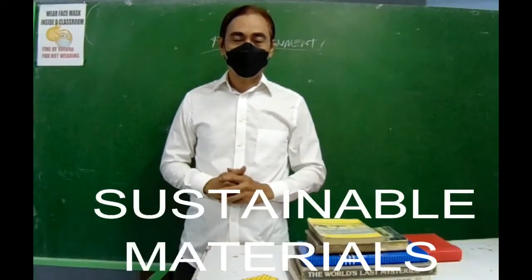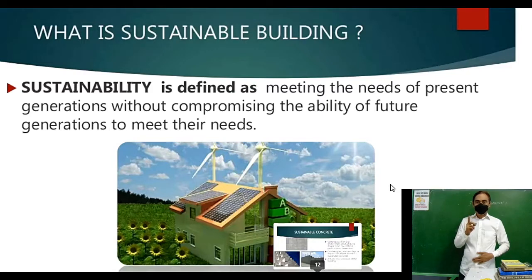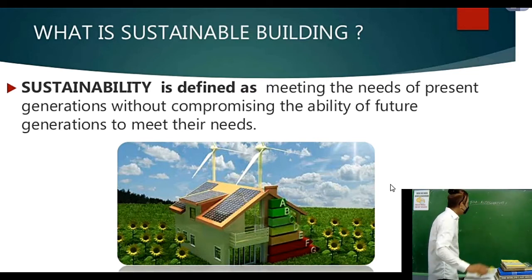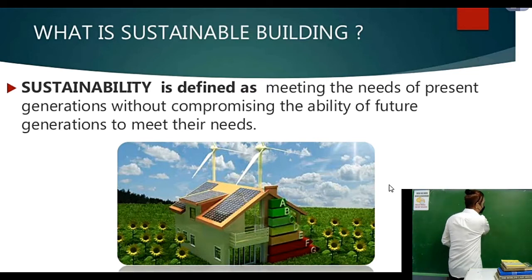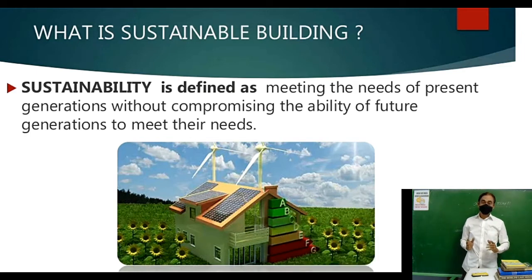Today's topic is about sustainable building materials for a green architecture design. So what is a sustainable building? Sustainability is defined as meeting the needs of present generations without compromising the ability of the future generation to meet their needs.